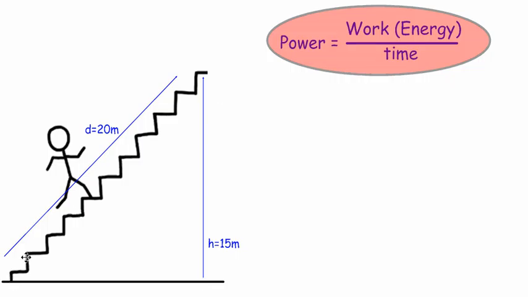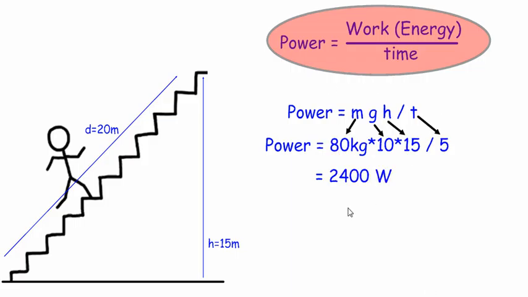As we run up the stairs, we stop at the end, so we have zero kinetic energy. Since we've transferred ourselves an amount of gravitational potential energy equal to mgh, and we can measure the time t it took us to do that, our power is simply found by substituting into this equation.